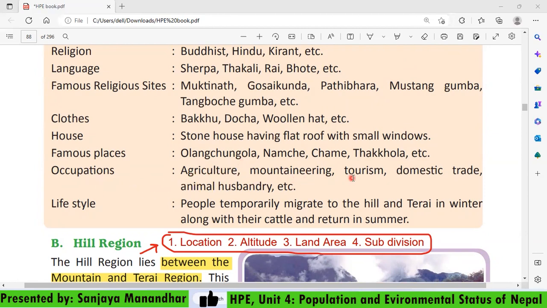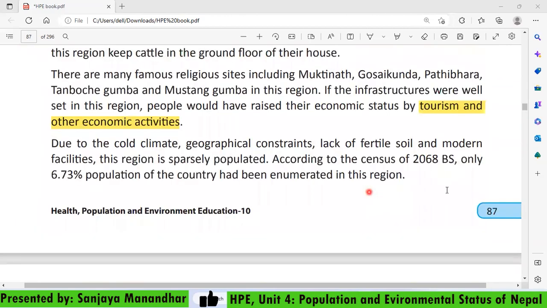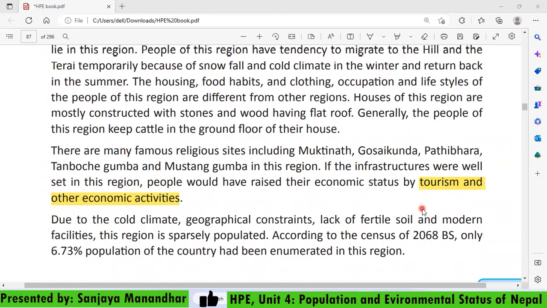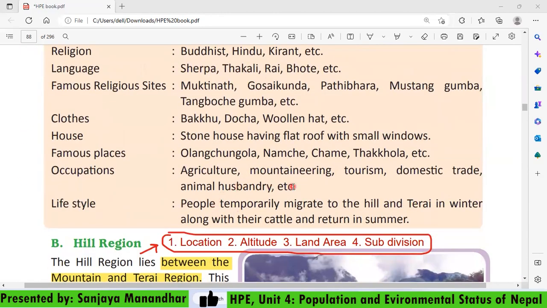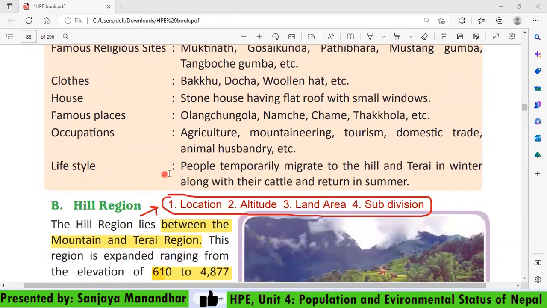Occupation: agriculture, mountaineering, tourism, domestic trade, animal husbandry. But tourism is very much important here. Here I have highlighted tourism. And animal husbandry is also important. So first is animal husbandry, the major occupation, and after that, tourism and a little agriculture.